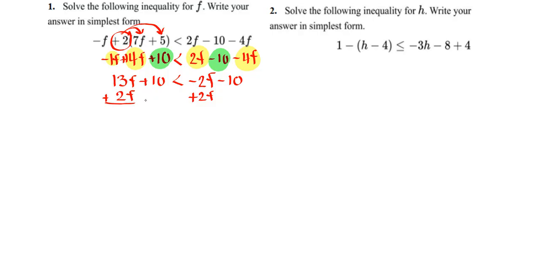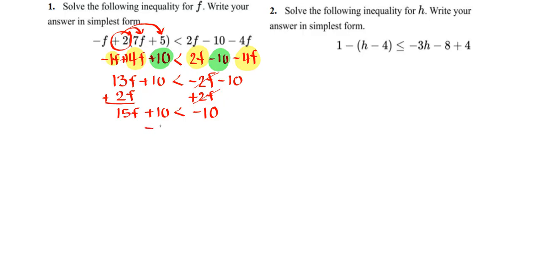On the left, 13f and 2f will simplify to 15f. Then we'll bring down the plus 10, bring down the less than. The negative 2f and the positive 2f will cancel each other out because they're inverse. So I'll bring down the negative 10. So now we have 15f plus 10 is less than negative 10.